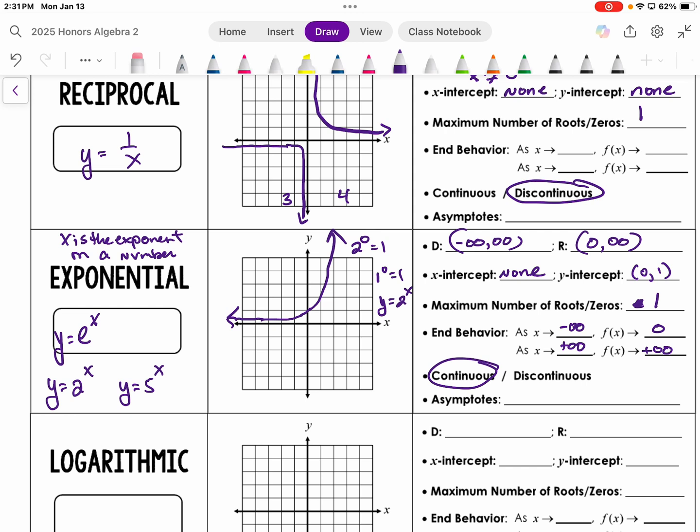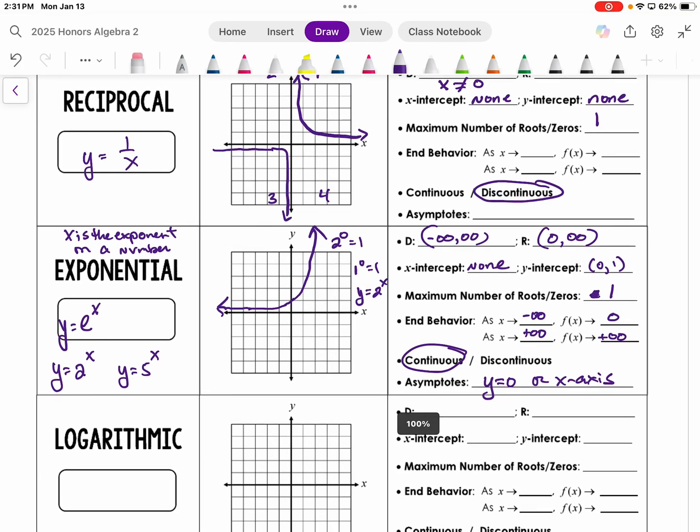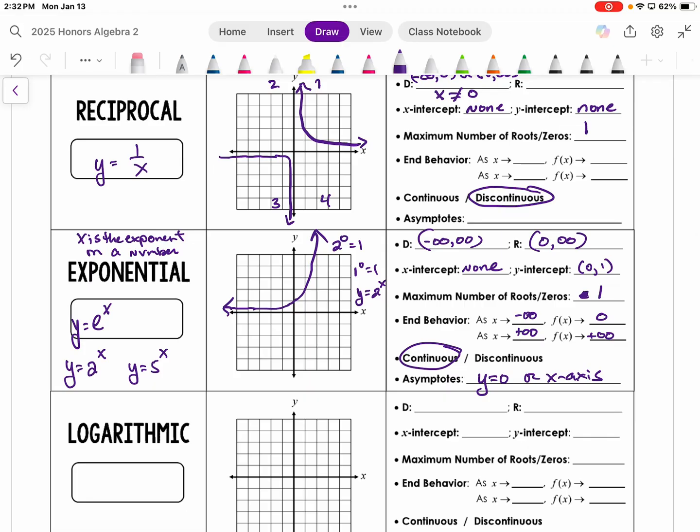So technically, the asymptote for this one is y equals 0, the x-axis. We never touch the x-axis. On the previous one, on the reciprocal graph, we don't touch either axis. So my asymptotes are x equal to 0, which is the y-axis.